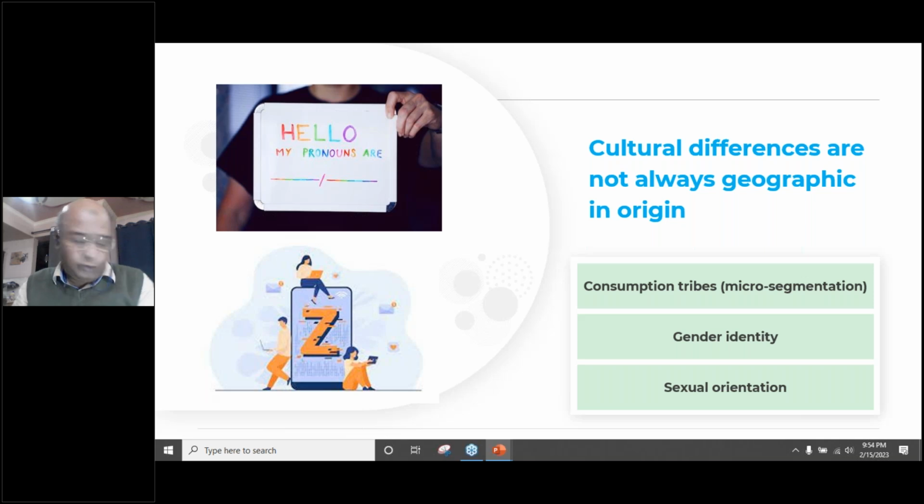And thinking back, this harkens back to what McCracken said, we have emerging cultural groups around gender identity, around sexual orientation, for example.